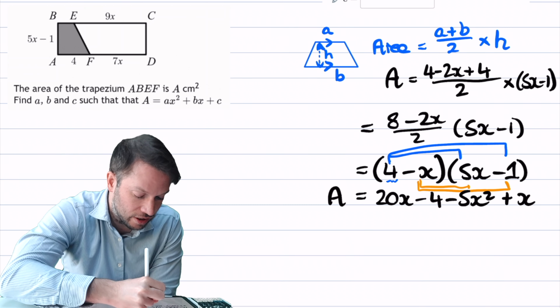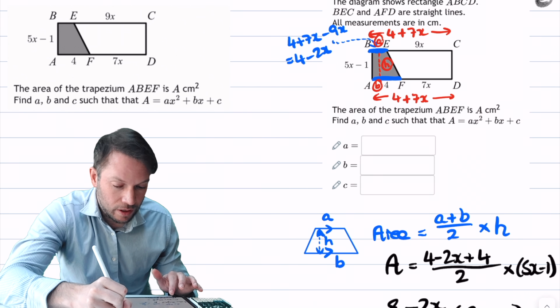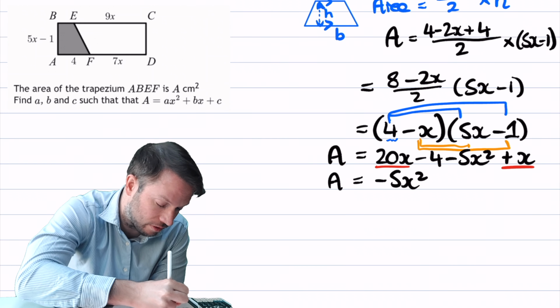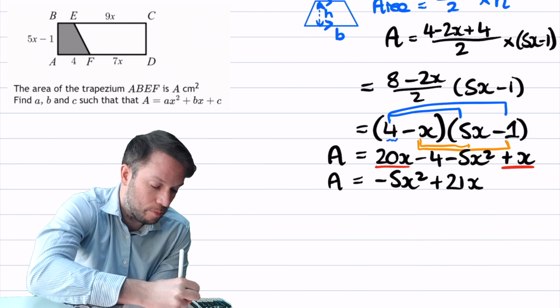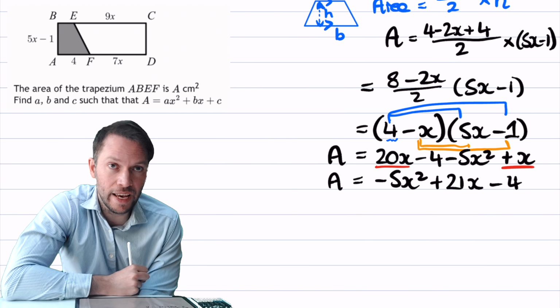And then we're just going to tidy up by collecting like terms. Notice it wants the x squared term first here, so that's what I'm going to do. I'm going to have that minus 5x squared term first. But what x terms do I have? I've got 20 lots of x plus 1 lot of x, which is 21 lots of x. And then I've got that minus 4 here. And that is the final answer, the final expression for the area of that trapezium.